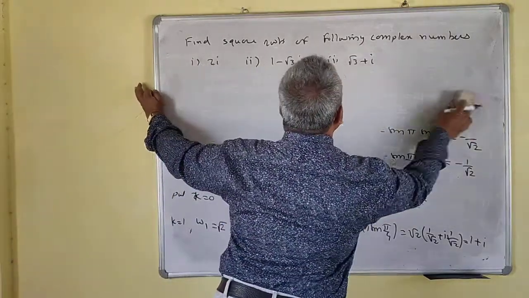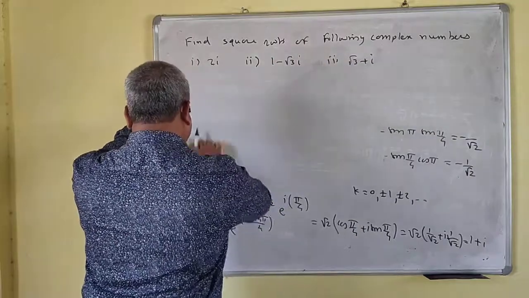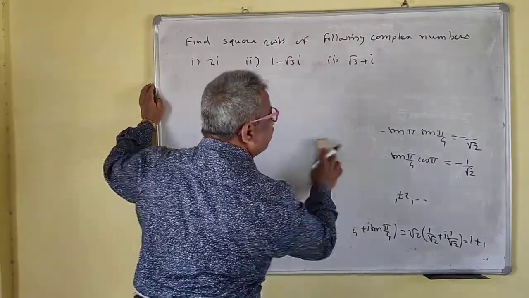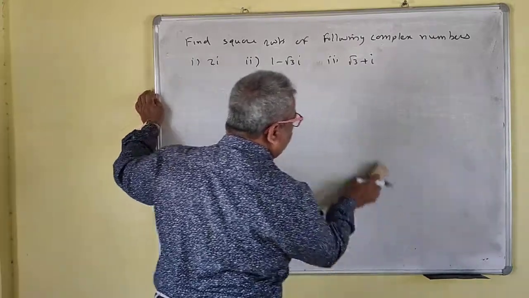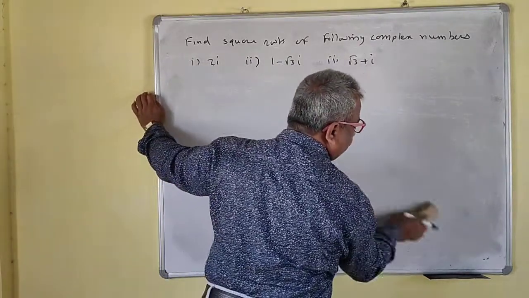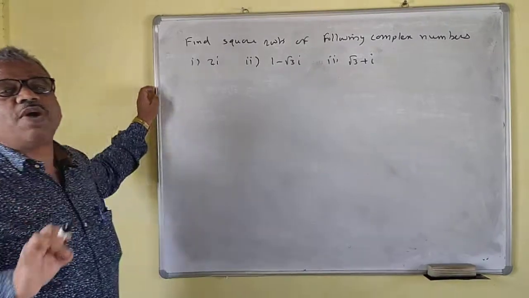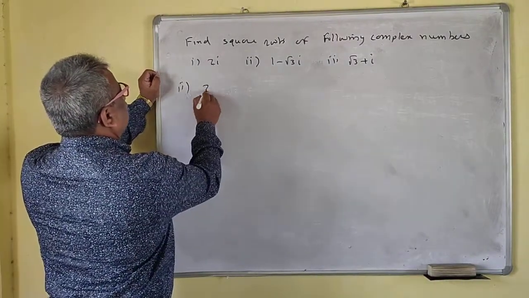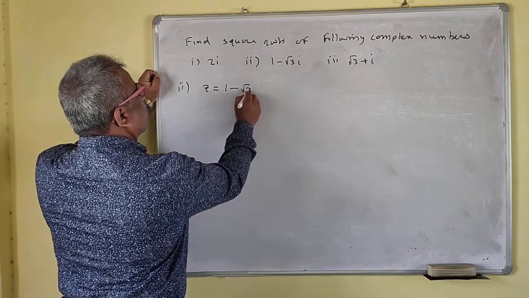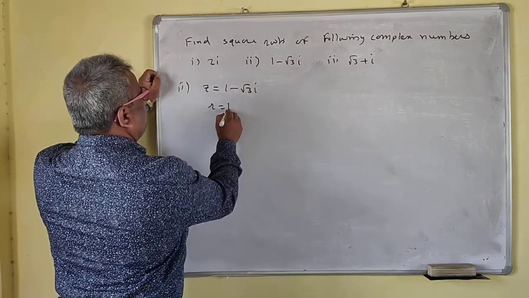Now we find it for the second one. For the second one, you have to find the square root, which means we have to put only k is equal to 0 and k is equal to 1. But it is very crucial to find the value of θ now. Now your z is equal to, we'll go for the second one, your z is equal to 1 minus root 3i. So your r is what? Mod z.